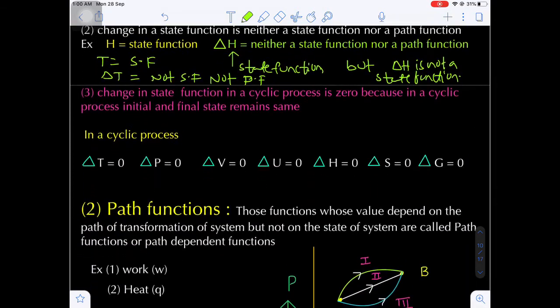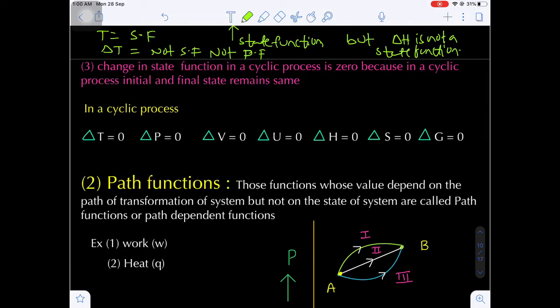Okay, now the change in the state function in a cyclic process is 0. What is the meaning of a cyclic process? Let's suppose you draw a graph between pressure and volume, and I take a point A and move to point B. So point A to point B is path 1. Then I return from point B back to point A. That means we start from point A and finally reach point A again.